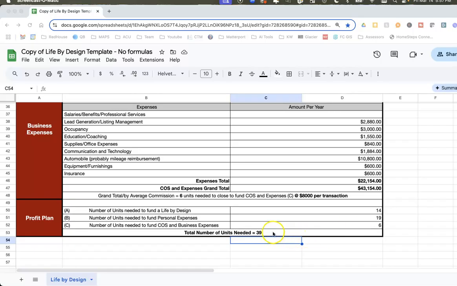When I add those up, I have 39 units, and now I need 39 units to fulfill my financial goal, pay my personal expenses, fund my Life by Design, pay taxes, and all of my business expenses.